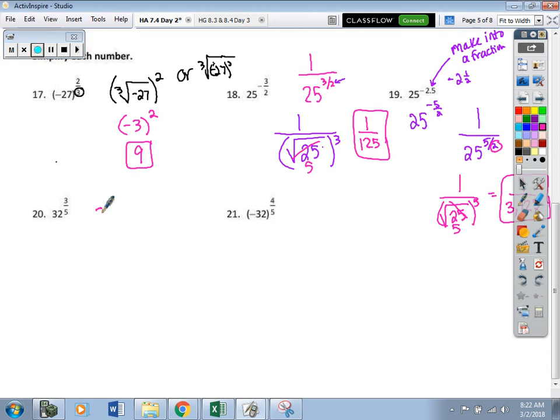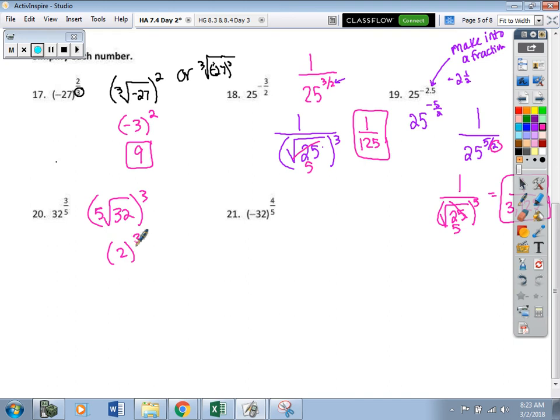We should have had the 5th root of 32, quantity cubed, and then the 5th root of 32 is actually 2. 2 to the 4th is 16, so 2 to the 5th would be 16 times 2, which is 32. So maybe that was your mistake actually was here.